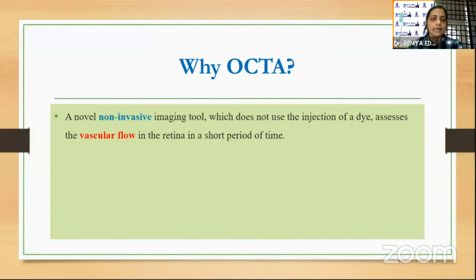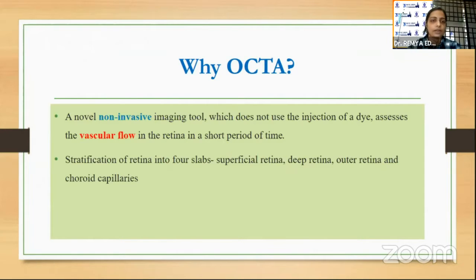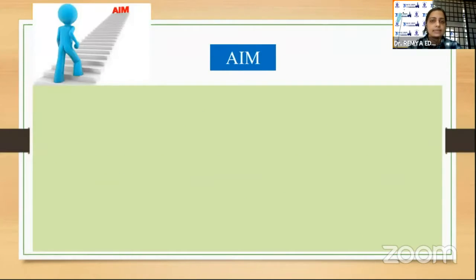So why OCTA? It's a novel non-invasive imaging tool which does not use an injection of dye and assesses the vascular flow in a short period of time. It stratifies the retina into 4 layers. It quantifies the foveal avascular zone and vessel density.